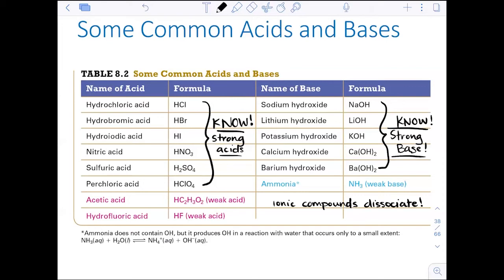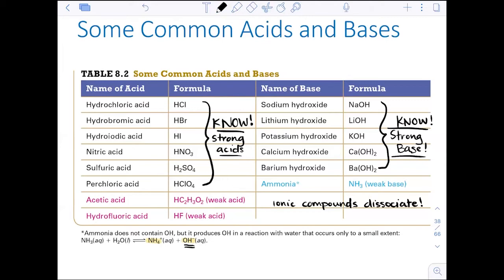Ammonia is also written here. Ammonia is not an ionic compound. It is a molecular compound. It is a weak base. So ammonia does not contain hydroxide, but it does produce hydroxide in a reaction with water. But because it's weak, it only does it to a small extent. If we look down at this little reaction at the bottom, NH3, ammonia, reacts with water to produce NH4 plus 1 and hydroxide. There's that hydroxide, OH-1.